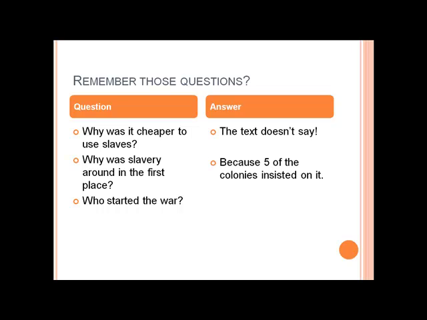The other one, why was slavery around in the first place? That one got answered. Five of the colonies insisted on it in order to become part of the United States, so they let them go through with it. And who started the war? That one was answered. The South, because they formed their own country. They forced the North to go to war.